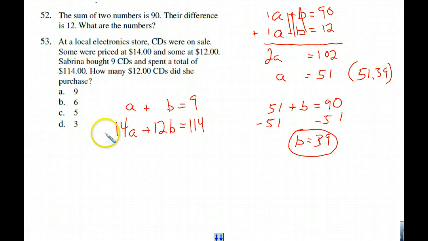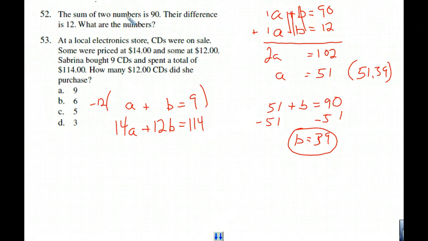We can solve this by elimination. I can cancel out either the 14 or the 12 by multiplying by a negative of either one. Let's go ahead with negative 12 since it's a smaller number. Let's distribute that negative 12 to A. So negative 12 times A is negative 12A, negative 12 here will be minus 12B, and don't forget about the other side, negative 12 times 9 will be negative 108.